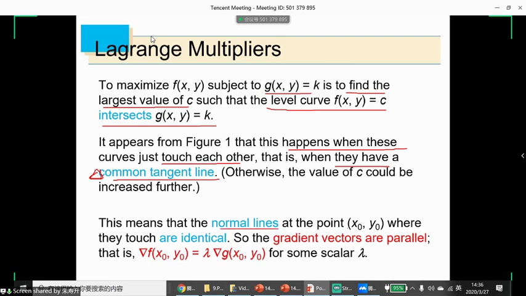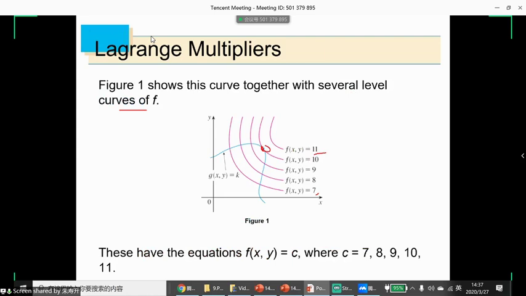This means that the normal lines at the point (x0, y0) where they touch are identical, so the gradient vectors are parallel. That is, this one, for some scalar lambda. Here we can see the normal lines of the red curve and the blue curve. This is the tangent line, and this is the normal line, at the point (x0, y0).